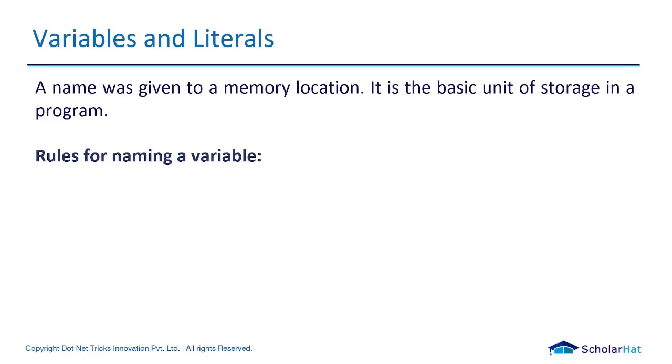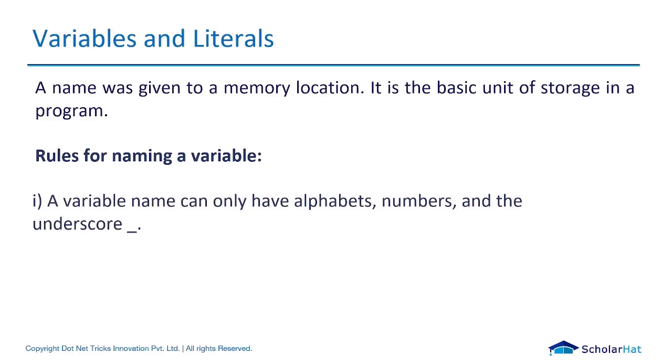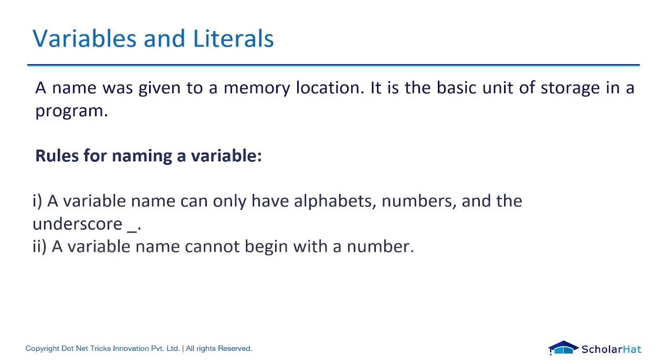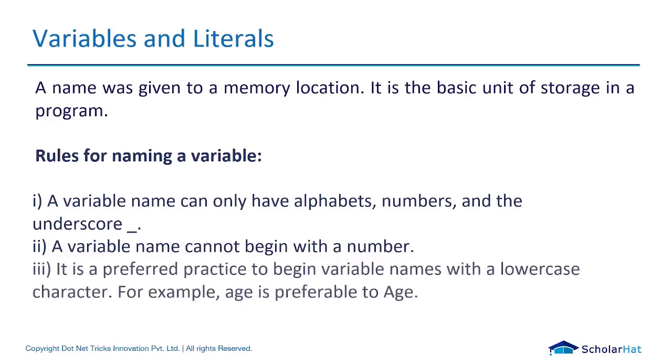There are various rules for writing variables in a programming language like C++. The first rule is a variable name can only have alphabets, numbers and underscore. And a variable name cannot start with a number. You cannot write 1 then age. We'll be seeing how to write variable names on the next slides. The third rule is it is preferred to begin a variable name with a lowercase character.